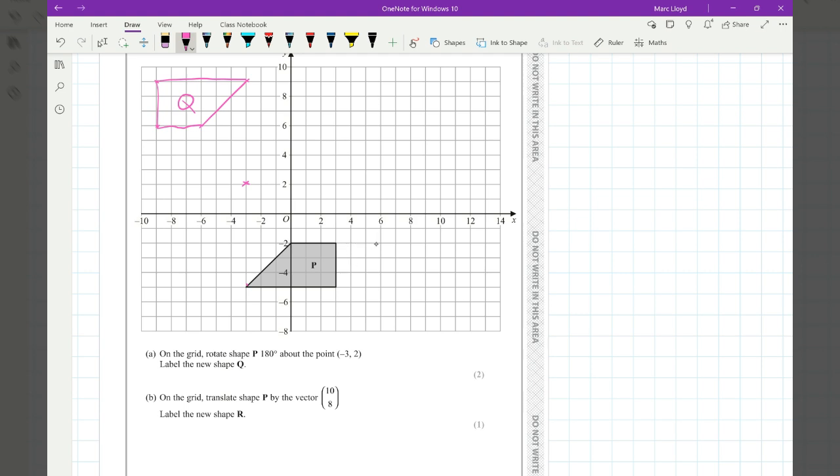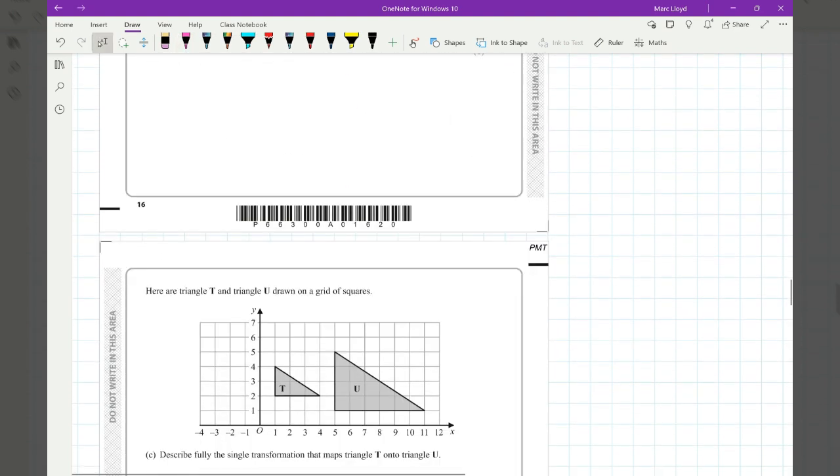1, 2, 3, 4, 5, 6, 7, 8, 9, 10. 1, 2, 3, 4, 5, 6, 7, 8. That means 10 to the right and 8 up. Now that I've drawn that, I can just fill in the rest of the vertices, and there's our shape, and we label it R. Of course, you'll be using ruler and pencil.